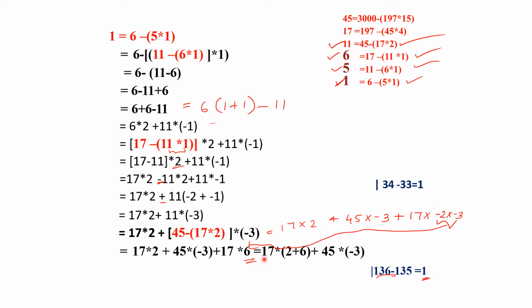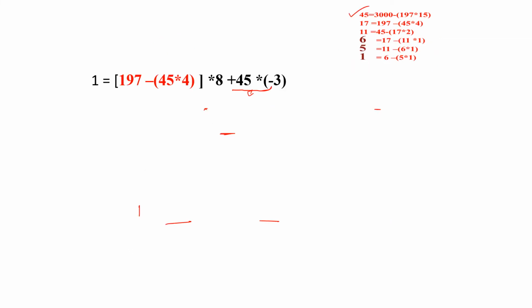So here we are combining the terms of 17. So 17 into 2 plus 6 plus 45 into minus 3. So we can write it as 17 into 8 plus 45 into minus 3. Now the next substitution that we are going to give is for 17. We have to substitute the expression for 17, that is 197 minus 45 into 4, that will be substituted for 17. So it will become 197 minus 45 into 4 into 8 plus 45 into minus 3.